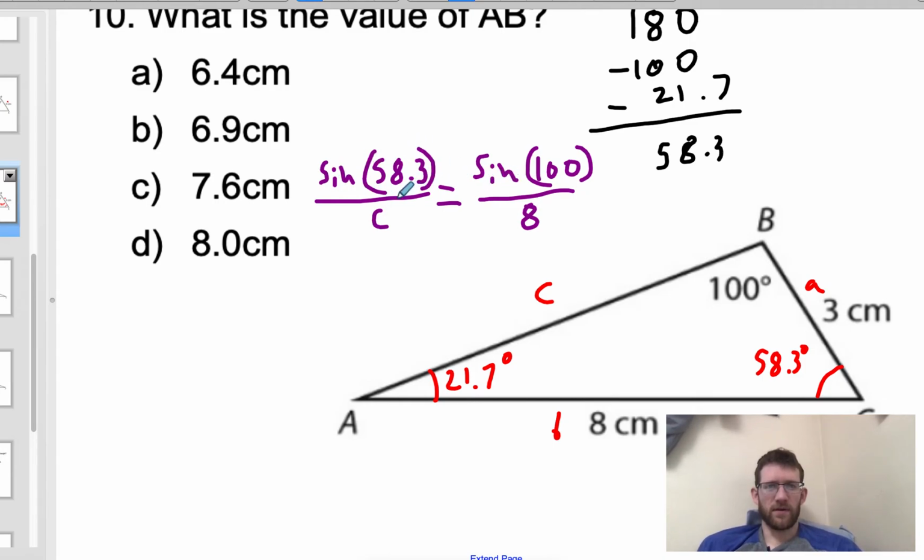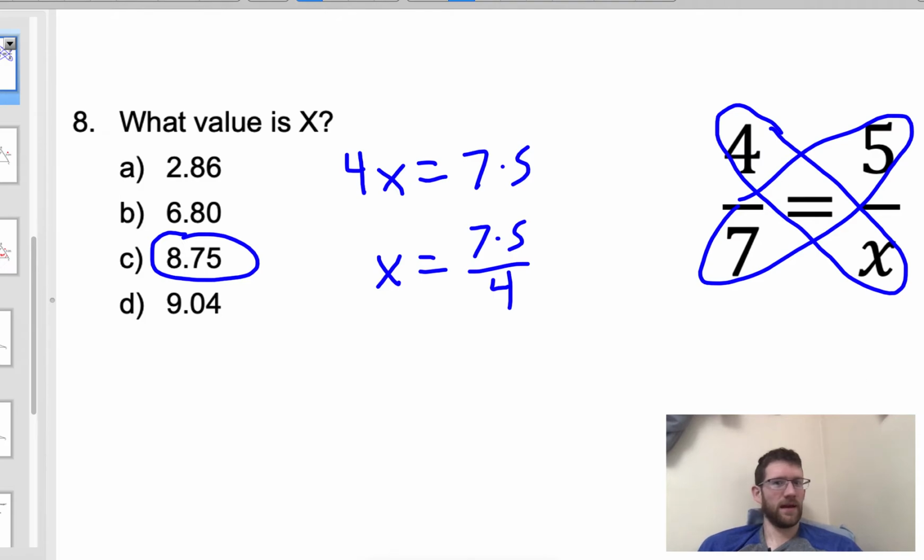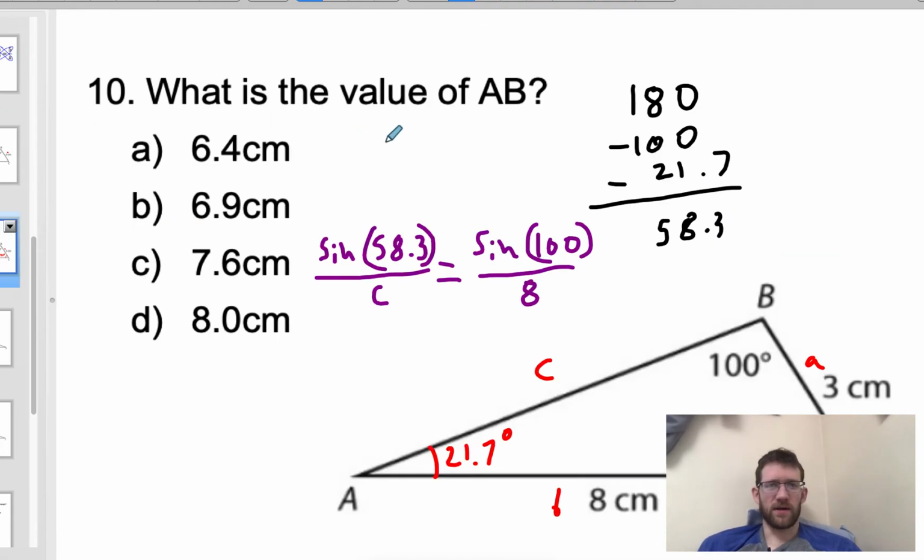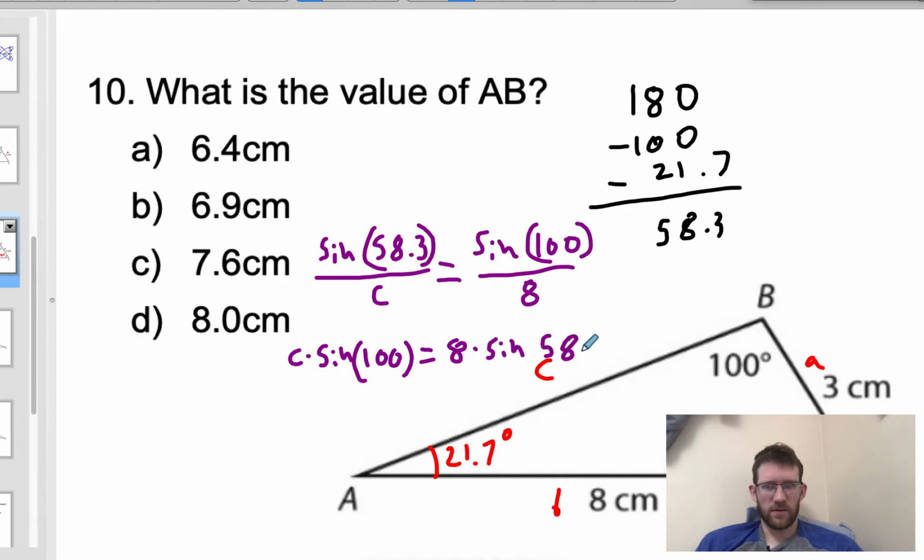Again, we have a number over a variable equals a number over a number. Well, hey, that looks familiar. Didn't we just do that for problem number 8? Yeah, we did. We cross multiplied and then divided both sides by this thing. So we're going to do the same thing here. We're going to cross multiply. C times the sine of 100 equals 8 times the sine of 58.3.